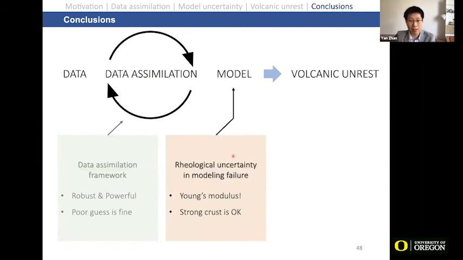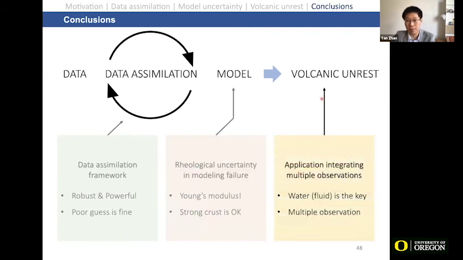And in the second part, we show the Young's modulus is a very important rheological property for the model. For some volcanoes which have low Young's modulus, we cannot get an accurate forecast without knowing the Young's modulus. However, for a stronger crust, the Young's modulus is not a big issue. We can do a pretty good forecast without knowing the Young's modulus.